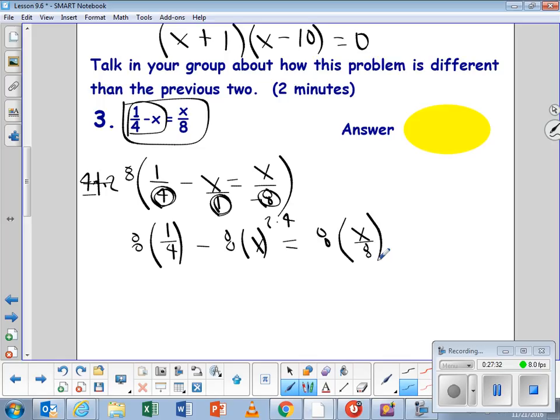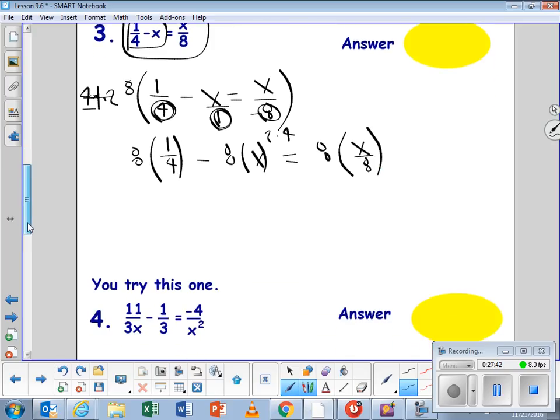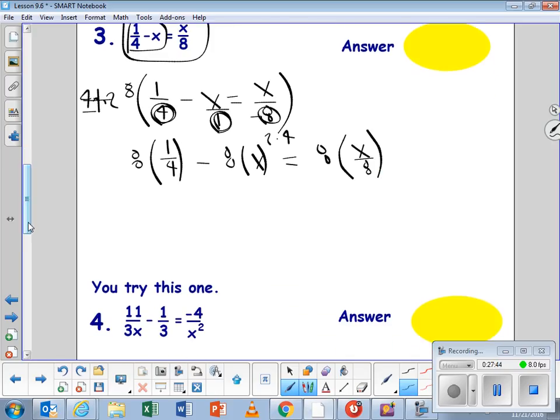I'm showing that step on purpose so that we don't forget to distribute. Okay? We want to multiply every term by 8. And so what is 1/4 of 8? Remember, it's 8 over 1. It's 8/4. What is that? 2.